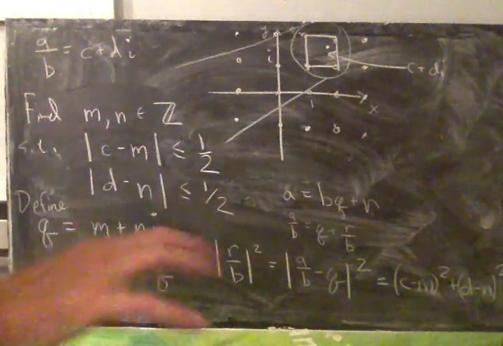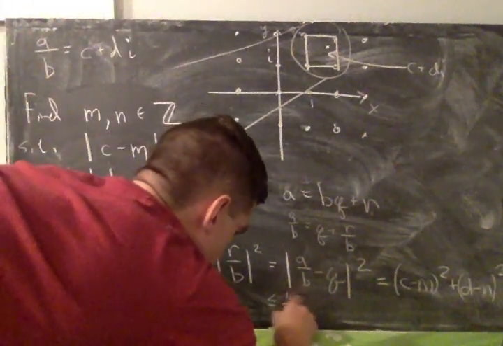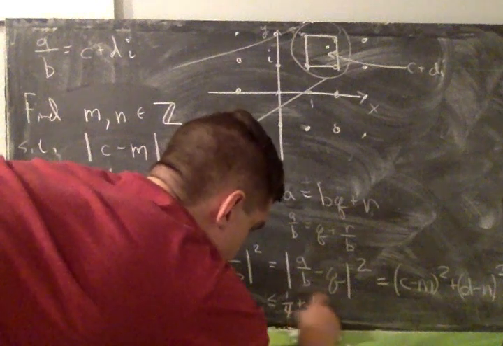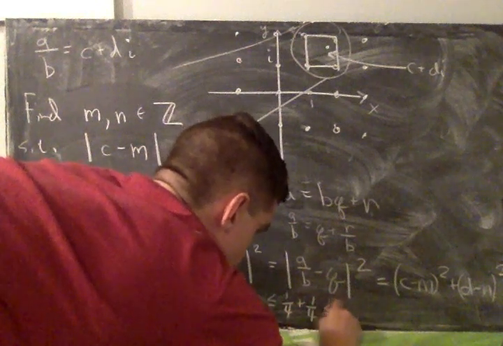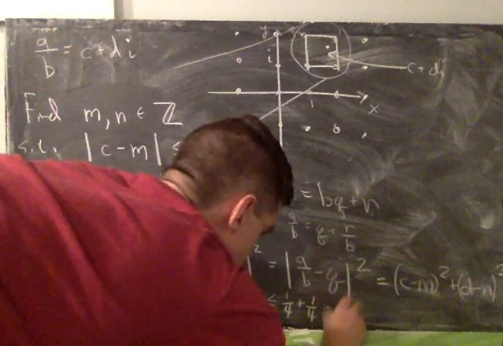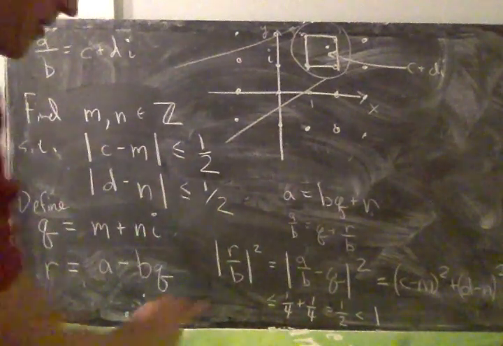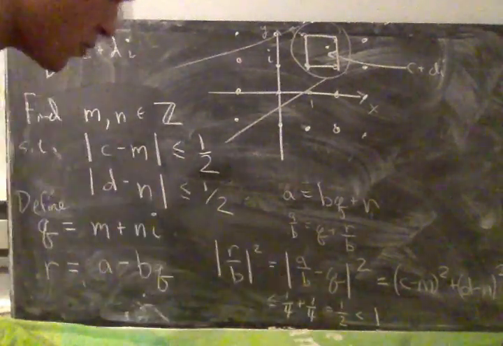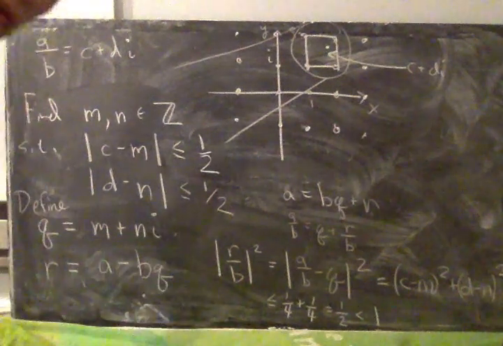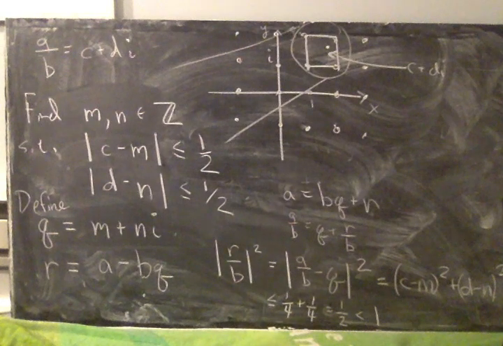Okay, and C minus M, well, that's less than or equal to 1/2, so its square is less than or equal to 1/4. And the other one the same. So this is equal to 1/2 here. And 1/2 is strictly less than 1. So the norm of this complex number squared is less than 1. So it immediately follows that the norm squared of R is less than the norm squared of B. And that exactly says that delta of R is less than delta of B as required.